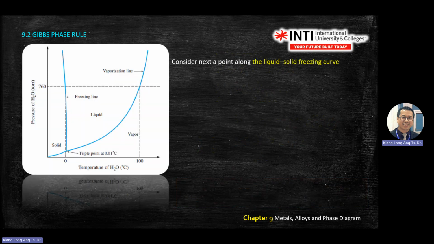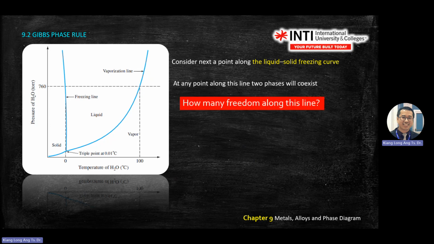Next, we consider a point along the liquid-solid freezing curve. Can you find where this line is? Liquid is here, solid is here. So we ask you to find the liquid-solid line. This is this one. In the test, you won't see all this labeling. You will see the phases, but you won't see the labeling. You won't see the triple point. So any point along this line, 2 phases coexist.